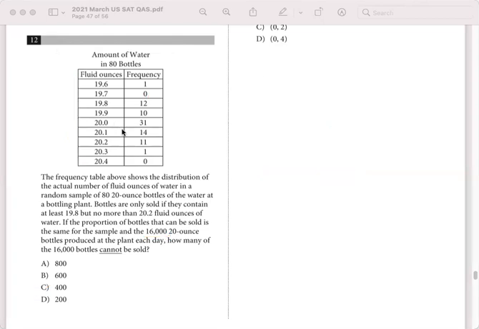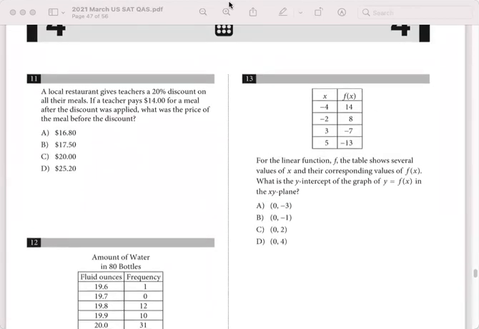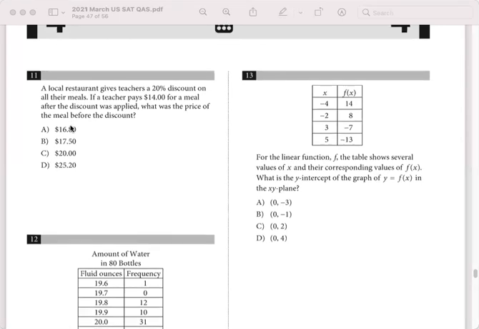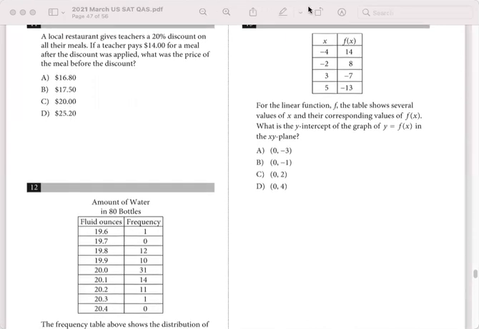Okay, let's go to question 13. For the linear function f, the table shows, I'll actually bring this back. Yeah. The table shows several values of x and their corresponding values of f of x. What is the y-intercept of the graph of y is equal to f(x) in the xy plane? Okay, so we have a number of values for x and f(x).